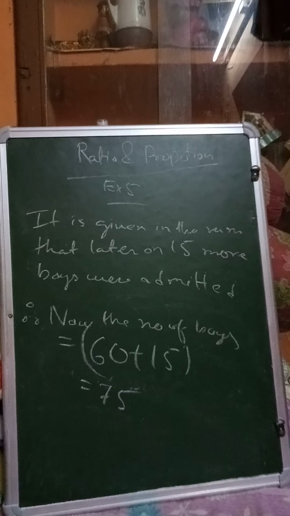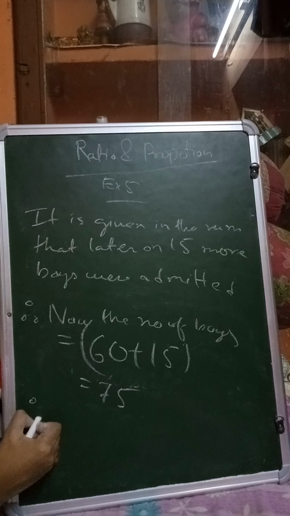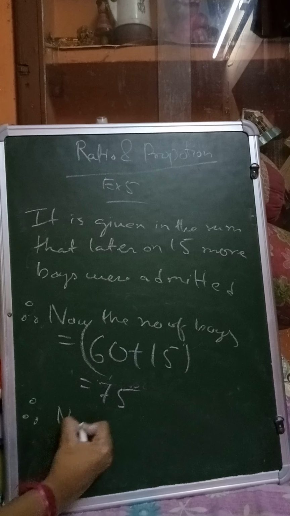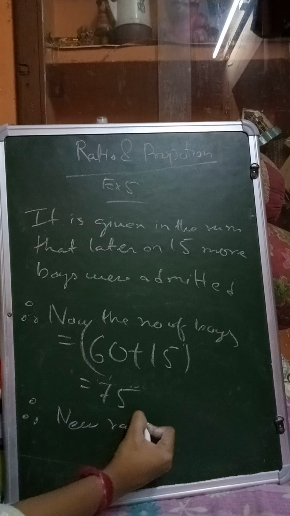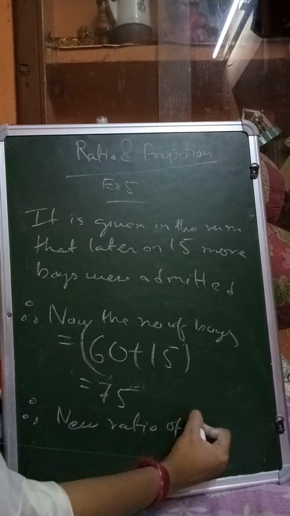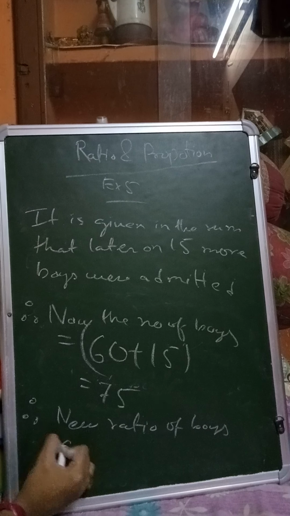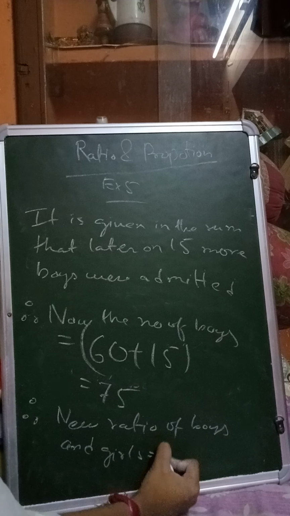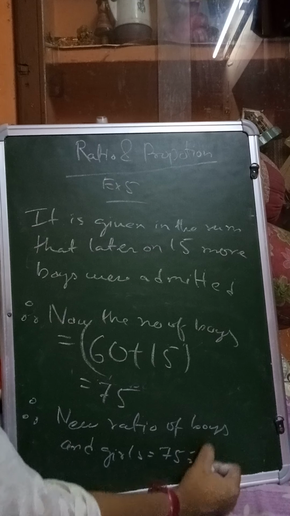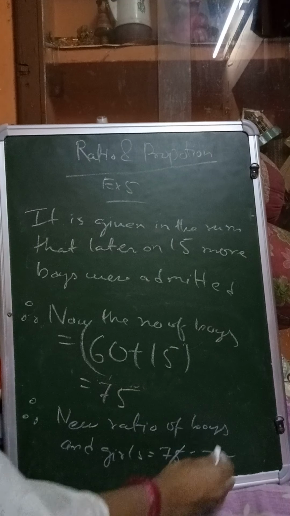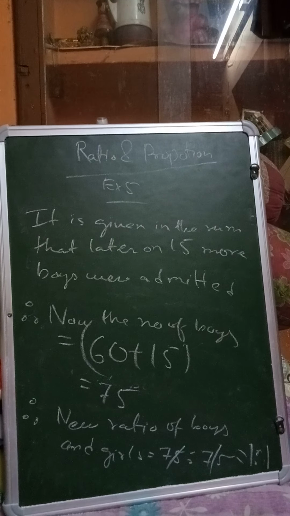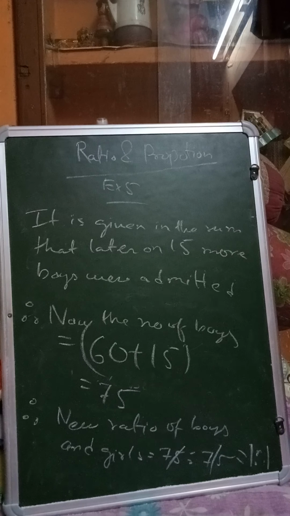So what will be the new ratio of boys and girls? It's 75 is to 75. The number of girls was 75 only, so it will be 1:1. Okay, so I hope you have understood this sum.